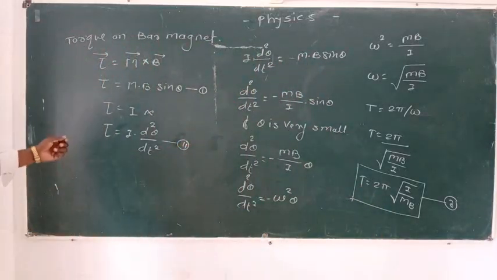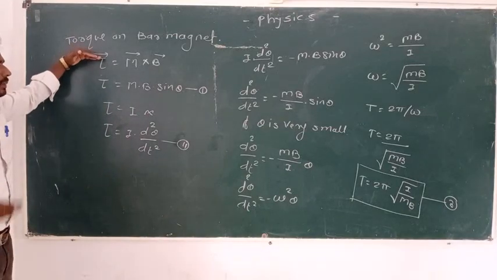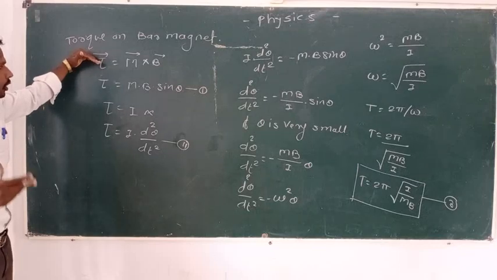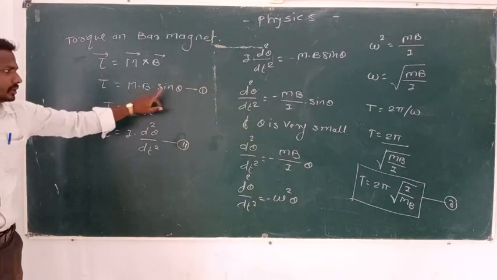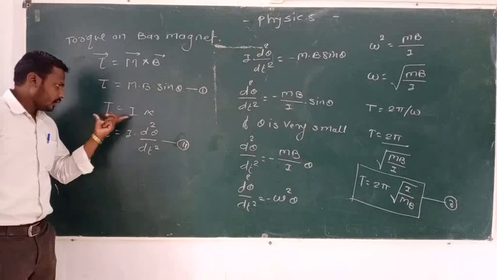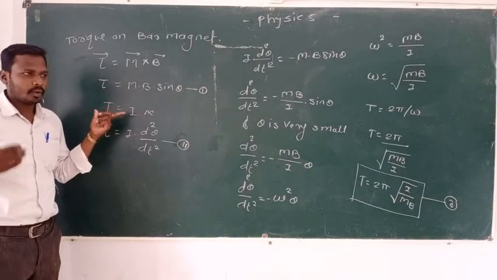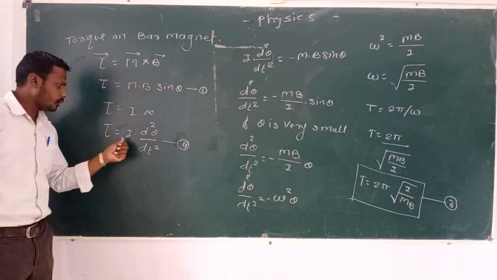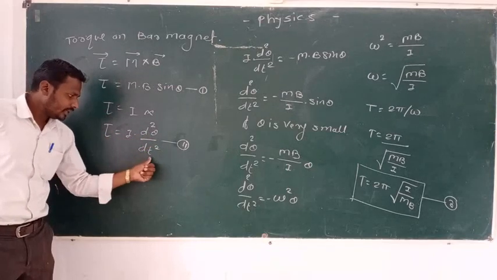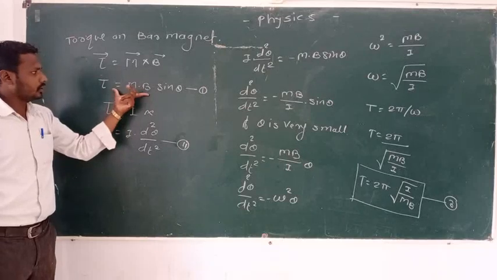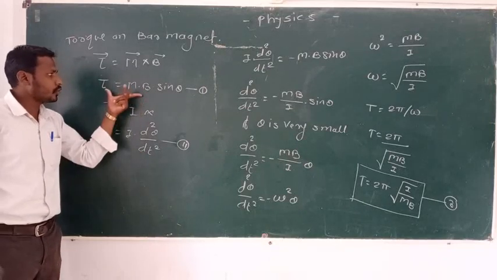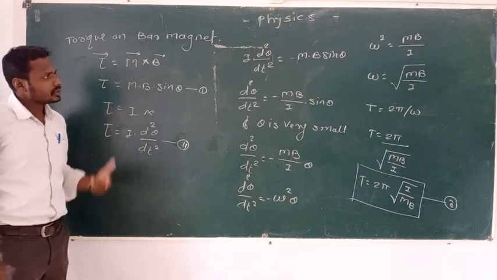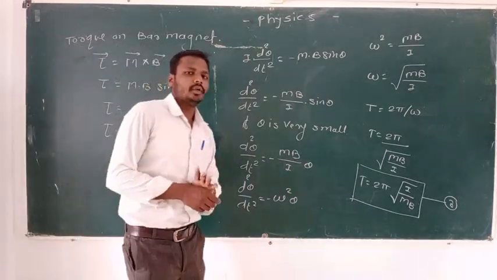I repeat, if any bar magnet is kept in uniform magnetic field, it experiences a torque. Torque is equal to mb sin theta. Then we apply the torque to the bar magnet, that is torque is equal to I into d2 theta by dt square. This torque is applied and this torque is produced due to the magnetic field. Both are the same but they are oppositely directed with each other.